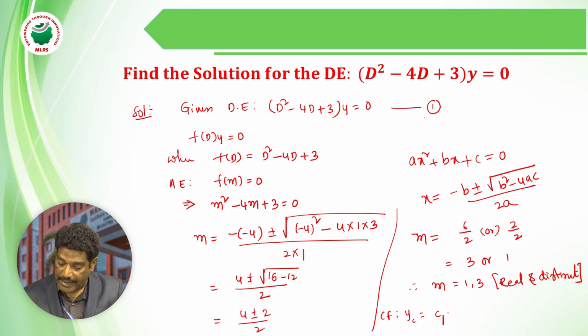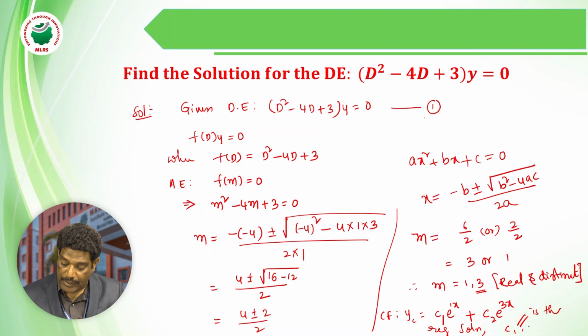Then you can write c1 into e power 1 into x, plus for the second root 3, c2 into e power 3x. That's it. This is our required complementary function, also called the solution for the given differential equation, the required solution.